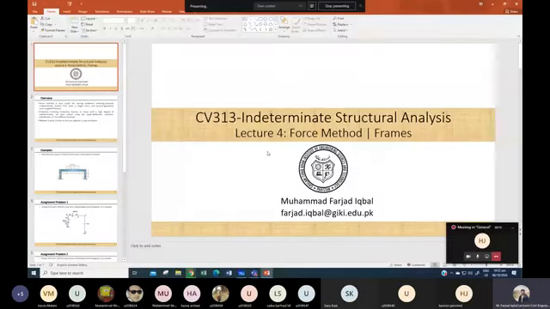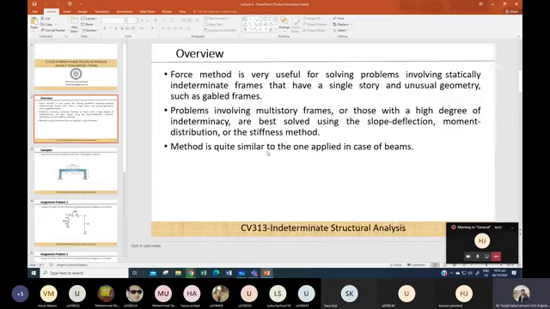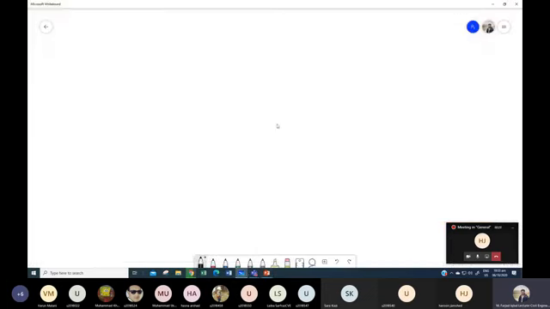Today we are going to study the force method for frames. Actually, the method is quite similar to the one that we applied for the case of beams. For example, in the same way we have to write the compatibility equation and then find the deflections and then substitute the values and we will get the reactions.